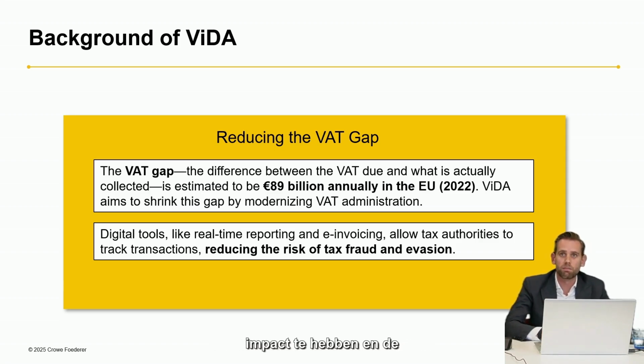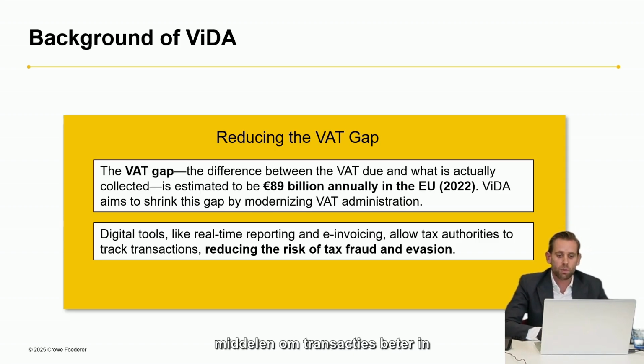This is designed to make a big impact and reduce the VAT impact. So with Pillar 1, the authorities have the tools to better monitor transactions in real time, and that makes it easier to detect and prevent fraud before it happens. By increasing transparency and improving data, the digital shift should help close the VAT gap significantly.